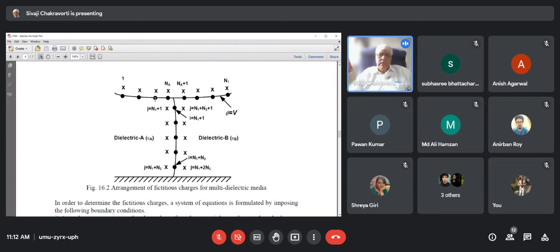First, we will have to number the charges and the points. So what we are doing, we are saying that there are a total of n1 number of charges inside the electrode.